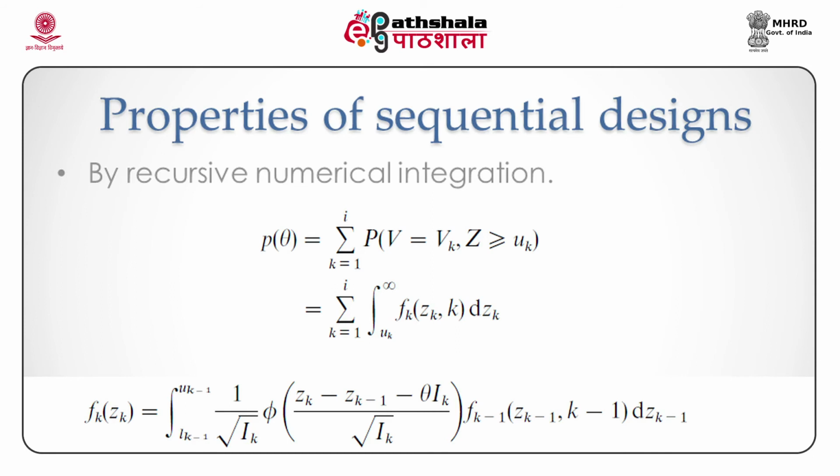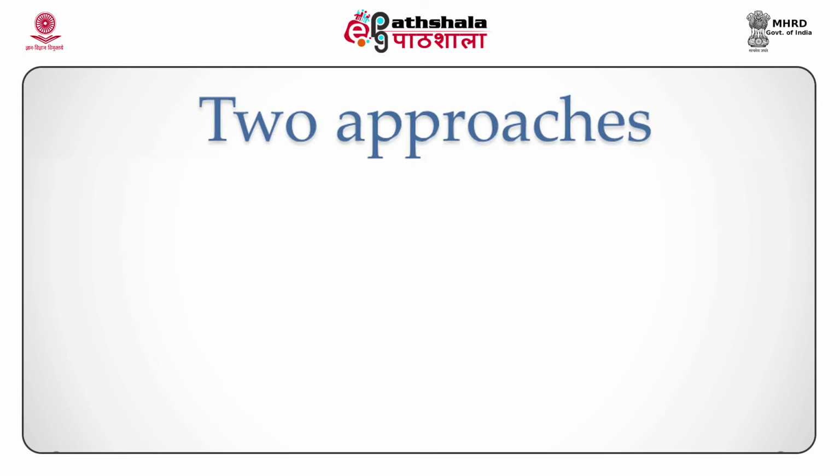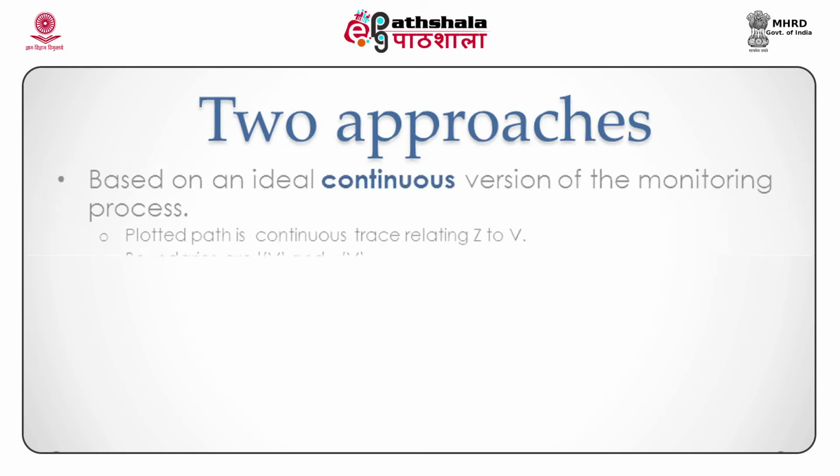Now, most sequential plans use one of two approaches. In the first, we envisage an ideal continuous version of the sequential plan. That is, we assume that it is possible to obtain Z continuously over time and that we have conceptually a continuous plot of Z against V, assuming that V increases smoothly.